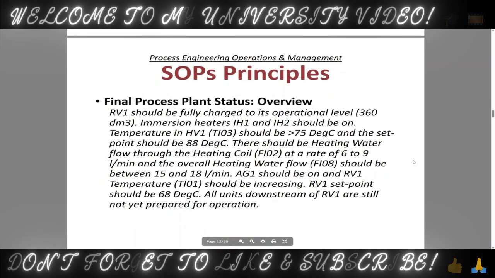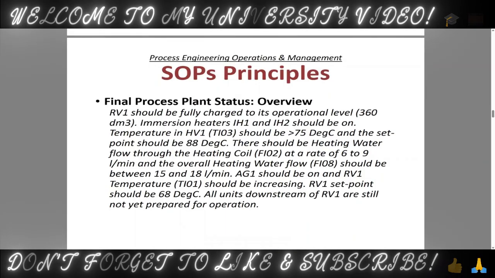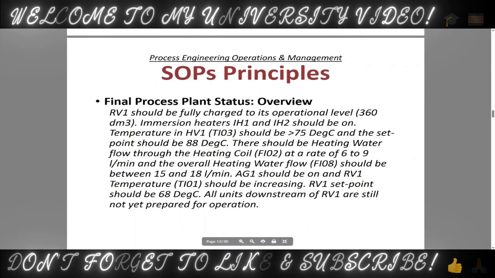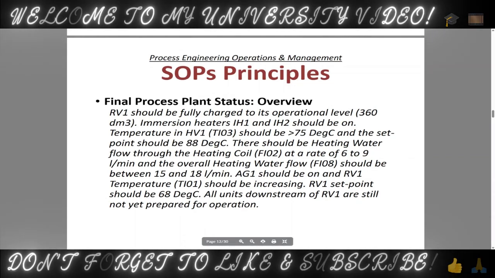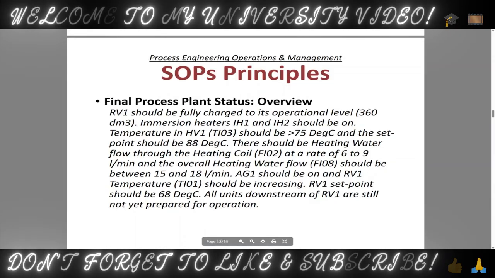Here's the final process plant status overview example. What has been covered, right? Let's see. RV1 should be fully charged to its operational level, the same as 360 cubic decimeters. Immersion heaters IH1 and IH2 should be on.